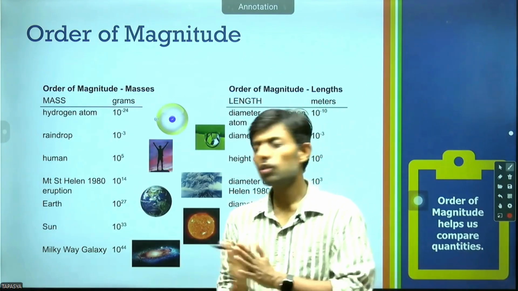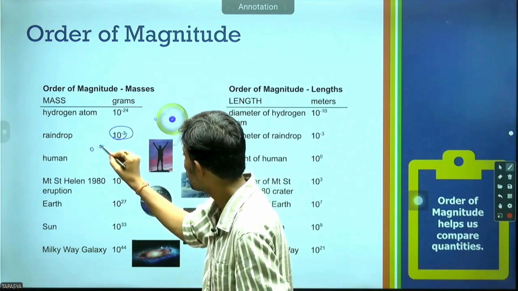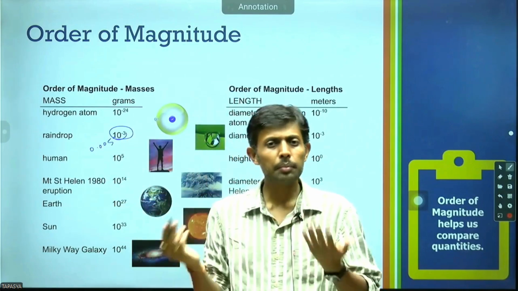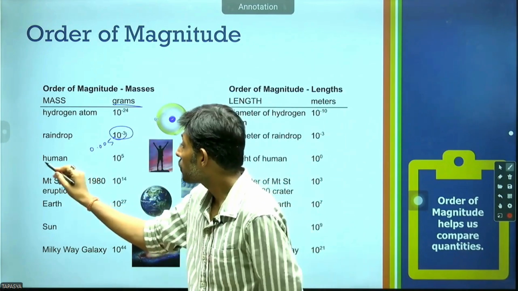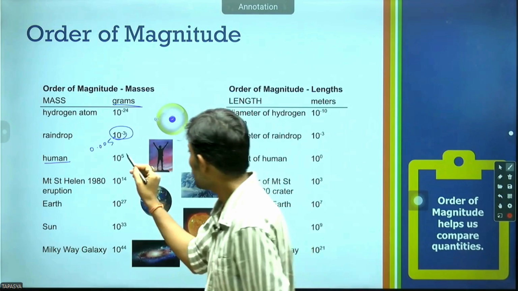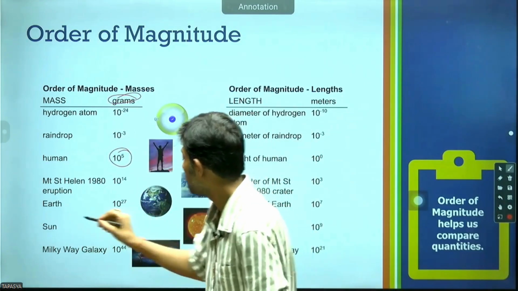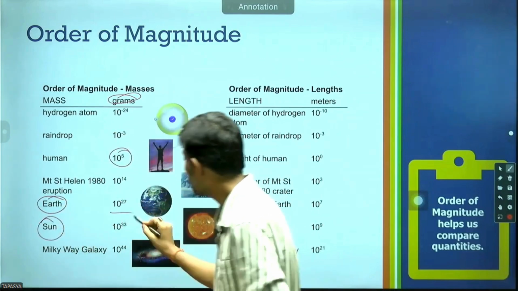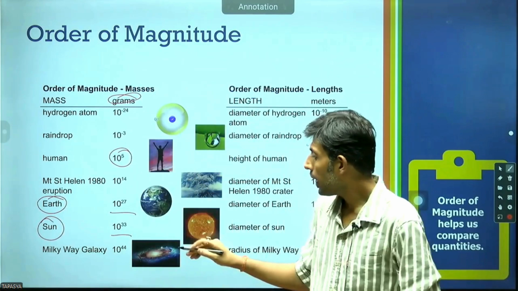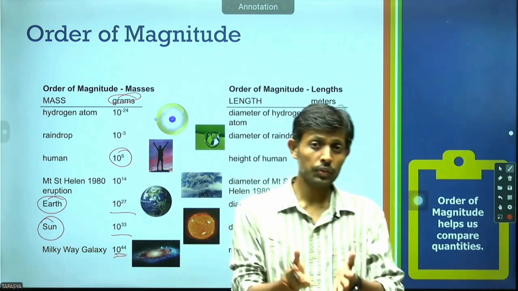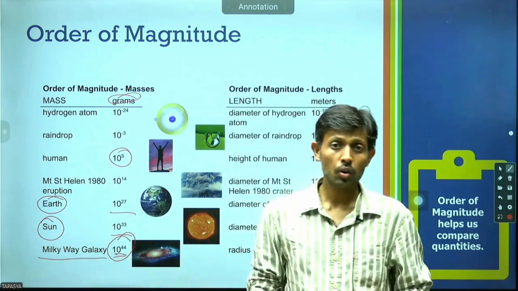Similarly, the mass of a raindrop is of the order of 10^-3 grams. That means roughly you can say 0.005 grams can be the mass of a raindrop. The mass of a human, a person, is of the order of 10^5 grams, in grams, remember. Mass of the earth, mass of the sun, you can just go through this, take a look, and figure out the order of things that we have to study. The total mass of the Milky Way galaxy is of this order.